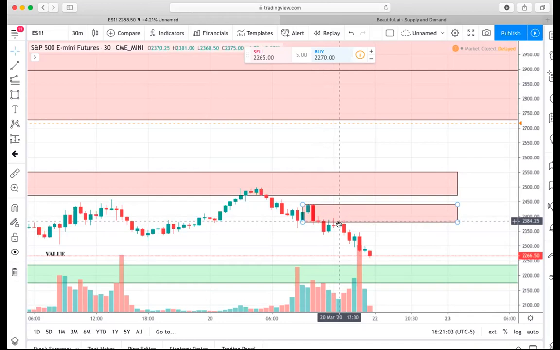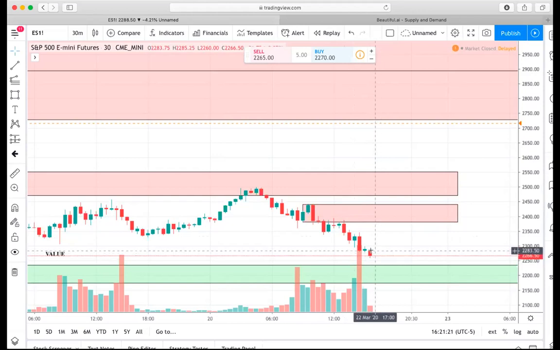It was a 2-hour supply zone. Tests it 3-4 times, drops ultimately lower. And you have a series of drop, base, drop, drop, base, drop, all the way down. So it's creating 30-minute supply zones all the way down.